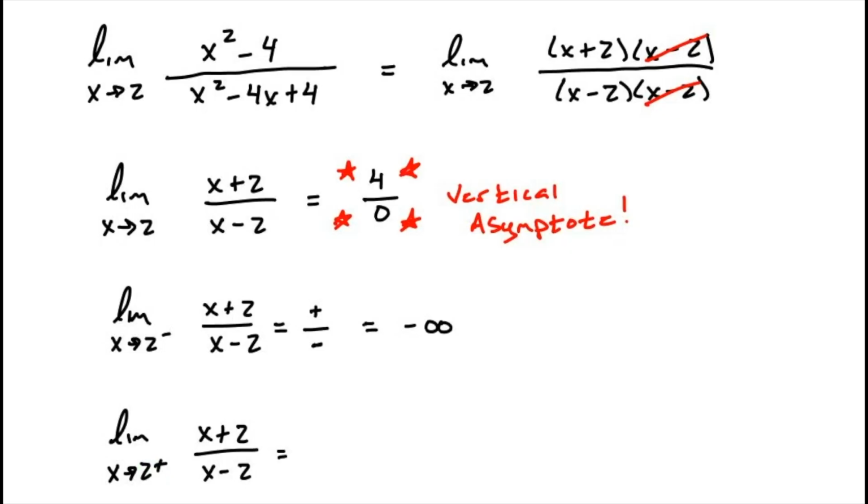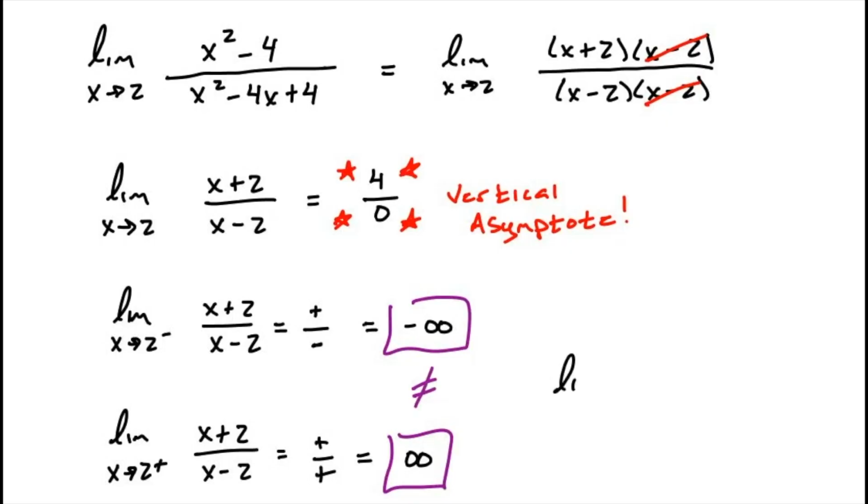Playing the same game with this bottom limit, as we approach 2 from the right, so values that are slightly greater than 2, certainly when I plug that into the numerator, I'm going to get a positive. And if I plug in 2.1, 2.2, 2.2 minus 2 is still going to be positive. So overall, my function is going to be positive, and this limit's going to approach positive infinity as we get closer to our vertical asymptote.